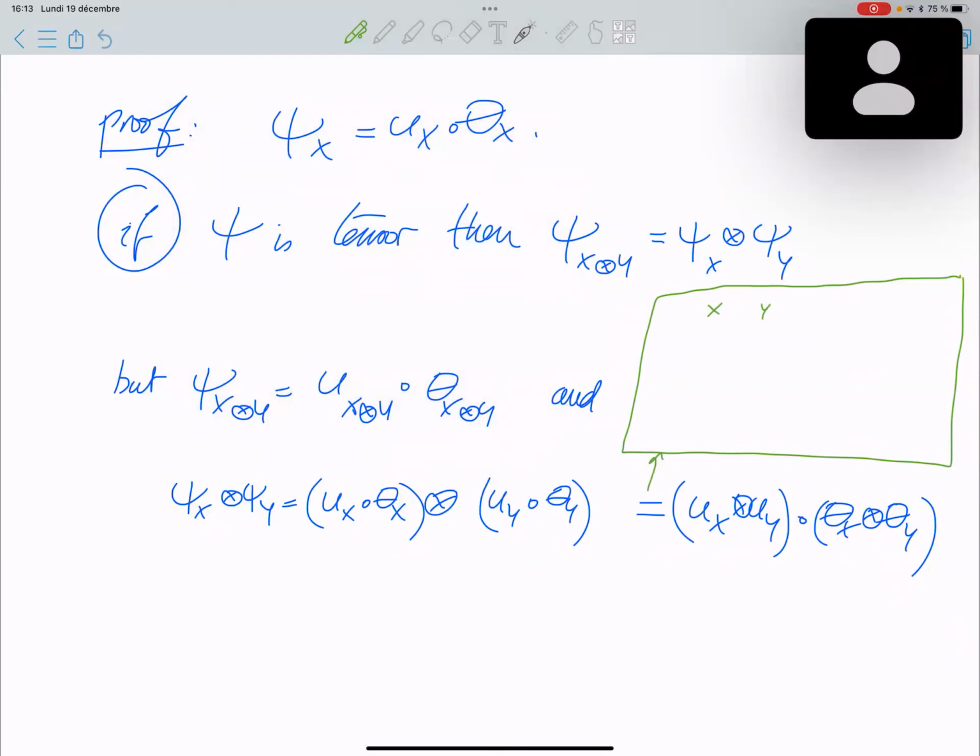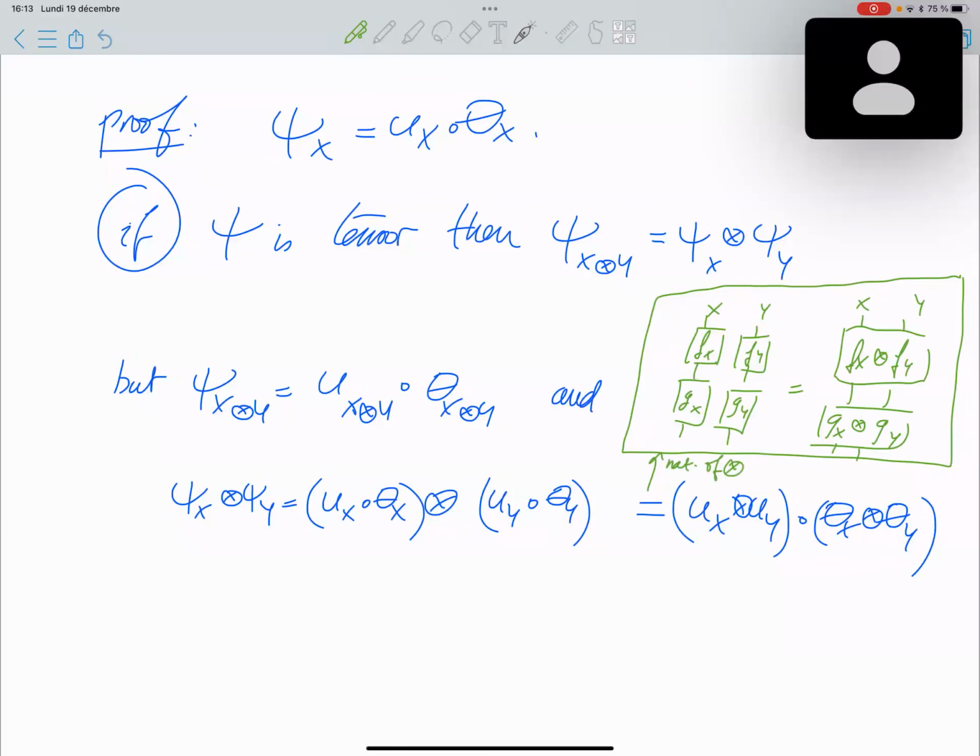If you have fx, gx, fy, gy, this is equal to fx tensor fy, gx tensor gy. Naturality of the tensor. Okay. So you can do that. You can group together that and that, etc.